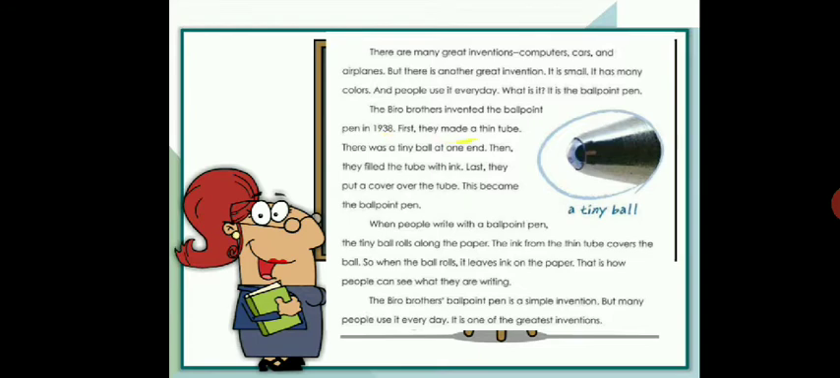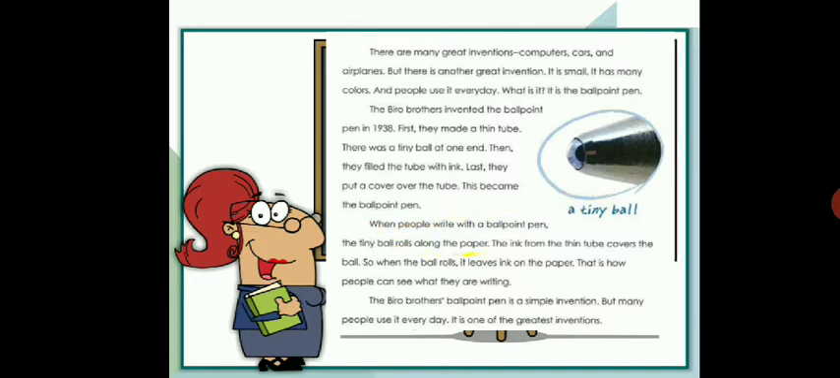The Biro brothers invented the ballpoint pen in 1938. First, they made a thin tube. There was a tiny ball at one end. Then, they filled the tube with ink. Last, they put a cover over the tube. This became the ballpoint pen.